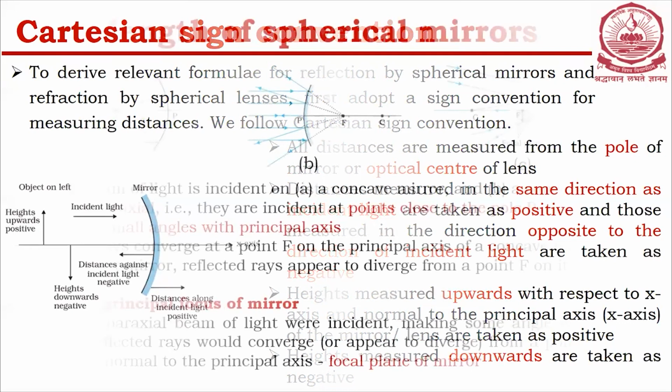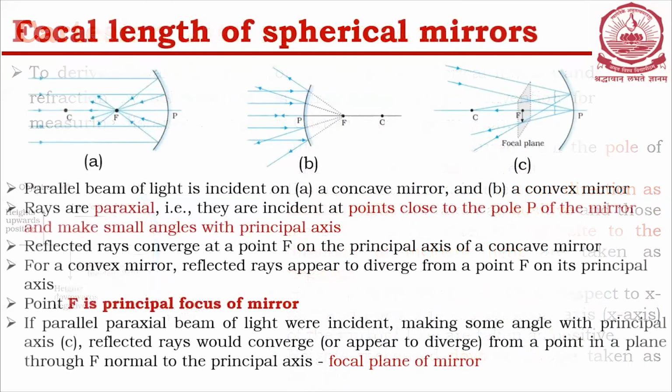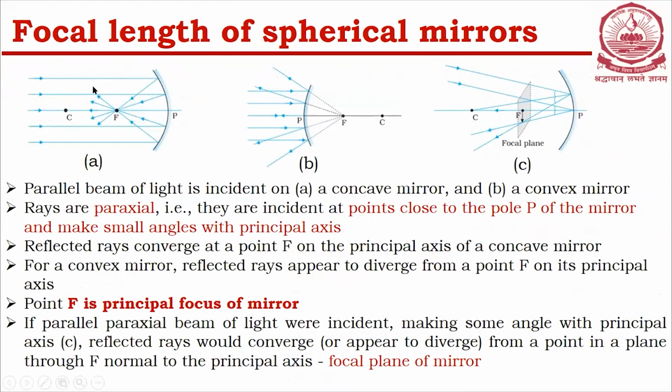We will now move on to the focal length of spherical mirrors. You can see the first diagram: a parallel beam of light falls on a concave mirror. After reflection, it passes through a point called the focal point. This is a concave mirror, this is the focal point, C is the center of curvature, and P is the pole of the mirror.